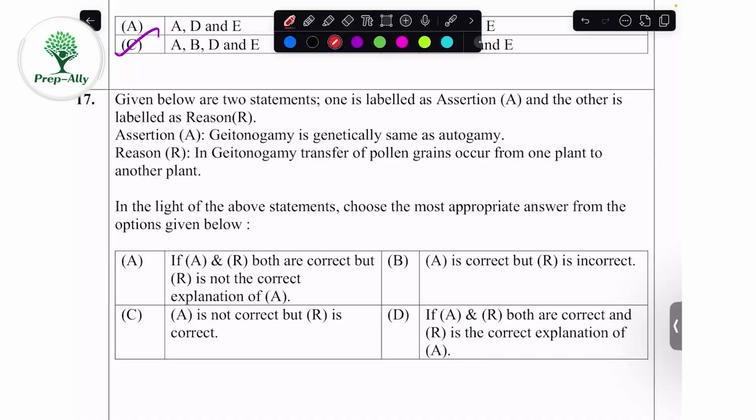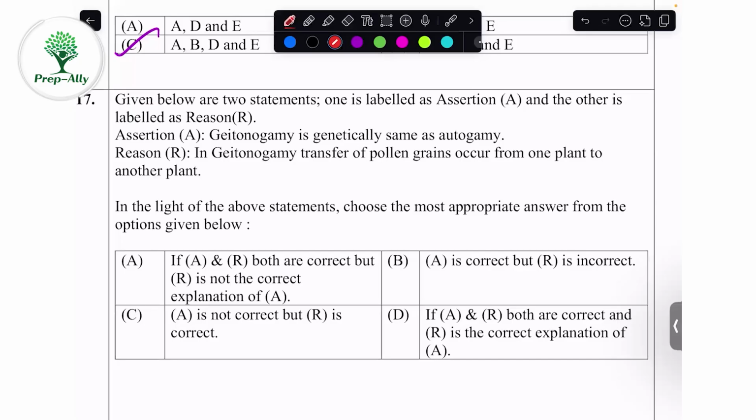17th question, let's see the solution. Assertion: geitonogamy is genetically the same as autogamy. Yes, geitonogamy is actually a cross-pollination, and autogamy is self-pollination. But they ask whether it is genetically the same as autogamy. Yes, because genetically geitonogamy is a self-pollination, like autogamy. So there is no genetic variation.